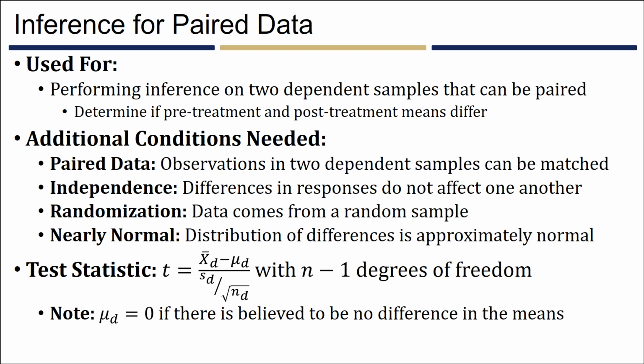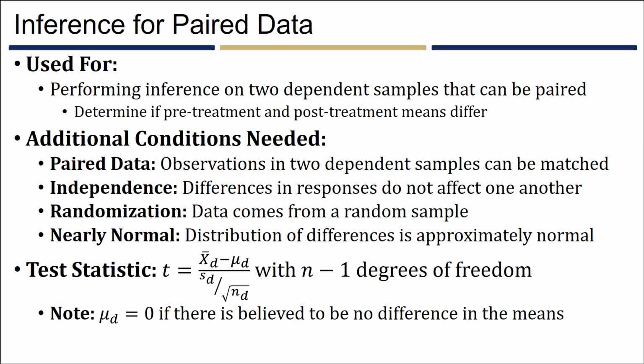The other thing that we need is, again, the nearly normal condition. However, the only thing that needs to be satisfied for the nearly normal condition is that the distribution of the differences is approximately normal. We don't care what the original samples look like. We're just concerned about what's going on with the differences.